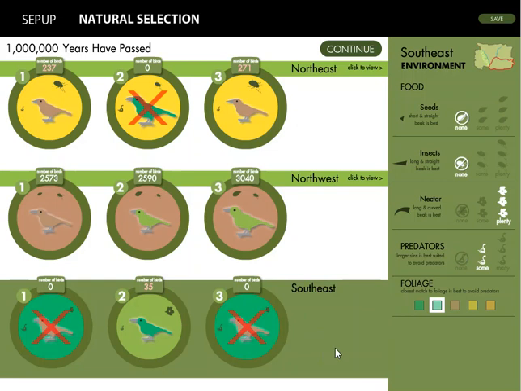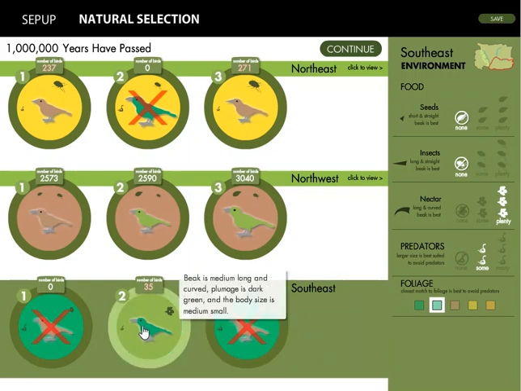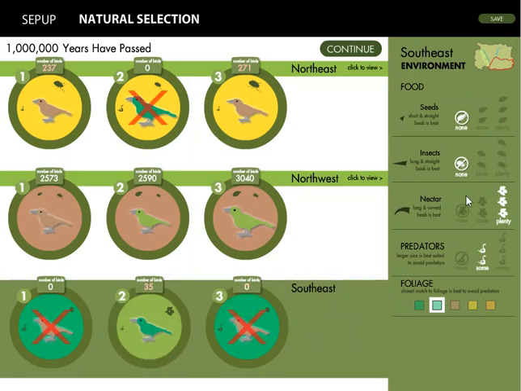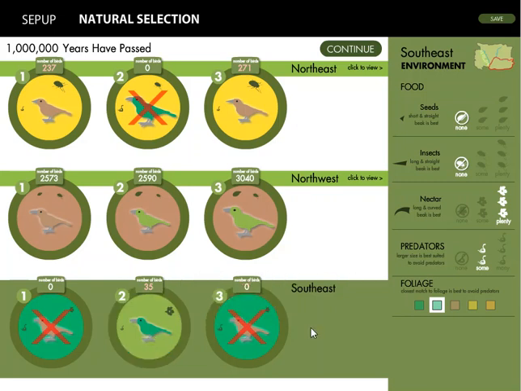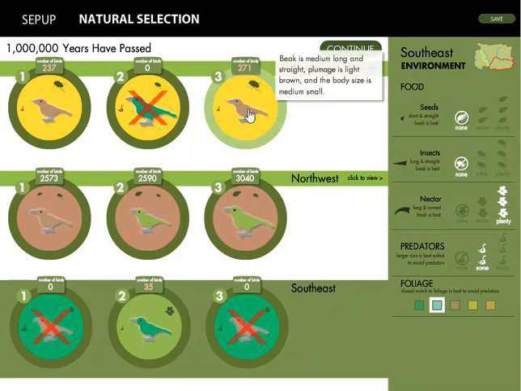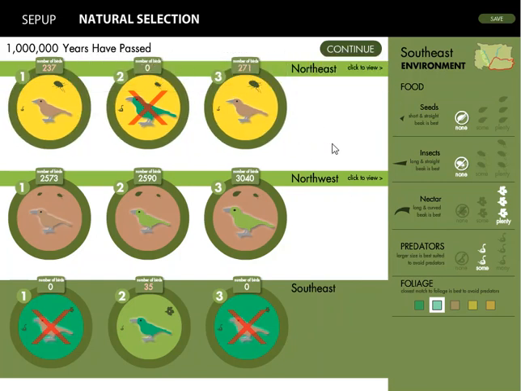Now, poor southeast birds. Let's see. One of the three populations survived. Medium long curved beak, because the only food source was the flowering nectaring plants, and dark green plumage. We were interested to see how that would turn out because there are some predators. Small to medium body size. And those are the results. You'll talk amongst yourselves and compare them with other groups, how the habitat they selected turned out.